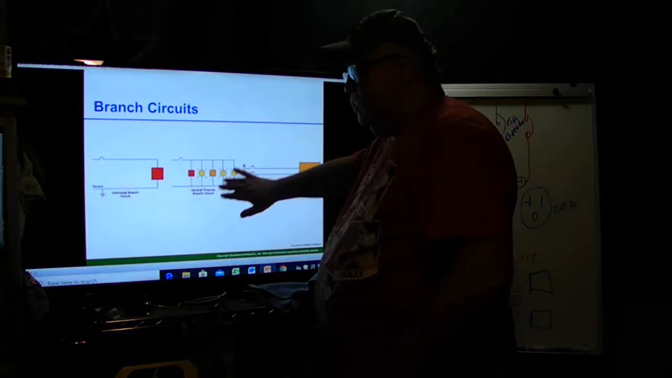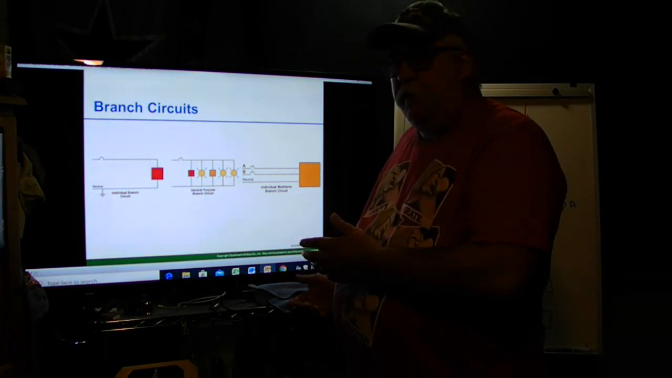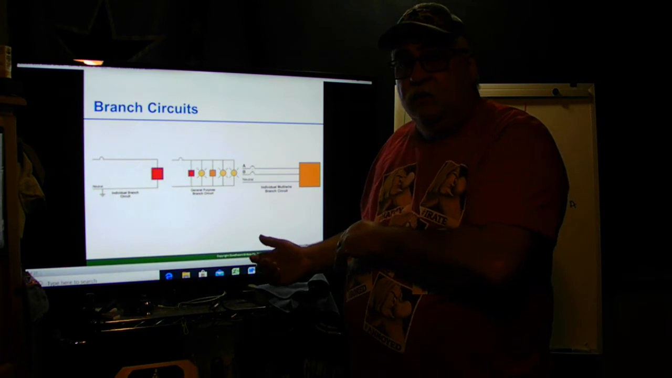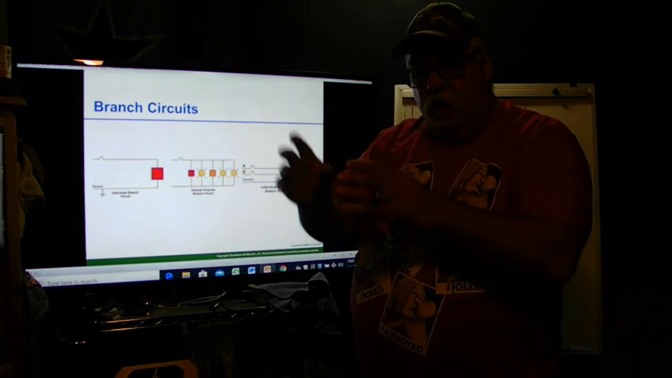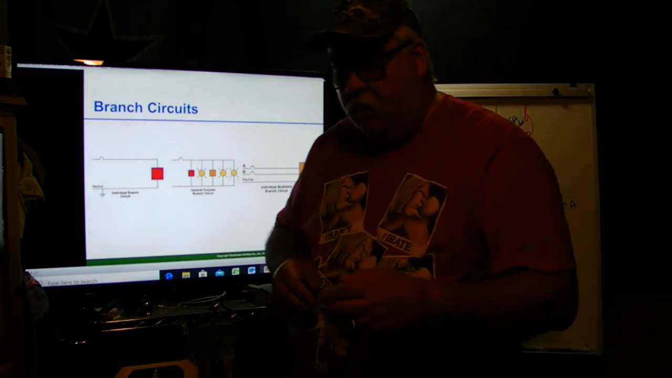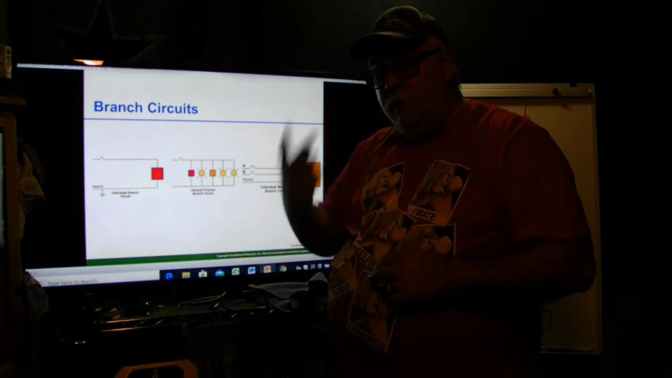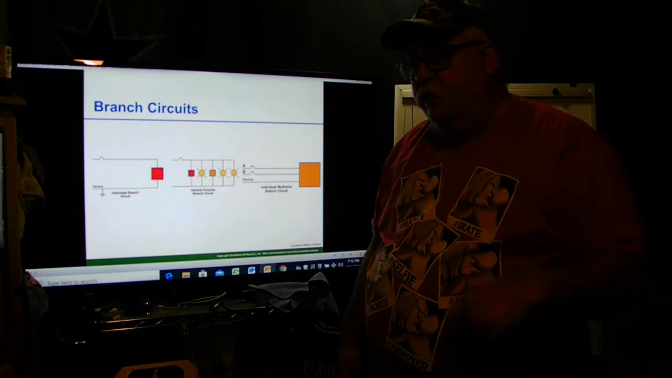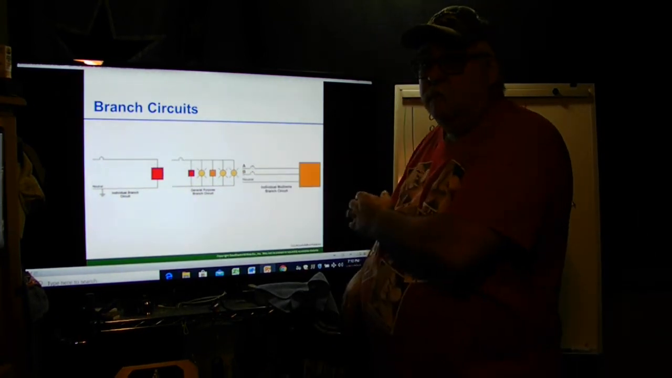General purpose is all your receptacles in an office. In a house, where's your general purpose? Your general purposes are in the bedrooms, living rooms, hallways. Once you get into the dining room, kitchen, and washroom, well, the dining room is considered part of the kitchen, so those are appliance circuits. Remember, when we do a load study, when we're doing the feeder sizing, we have to add 2 loads for the kitchen. We have to add 1 for the laundry room. Always remember that. General purpose is everything else.